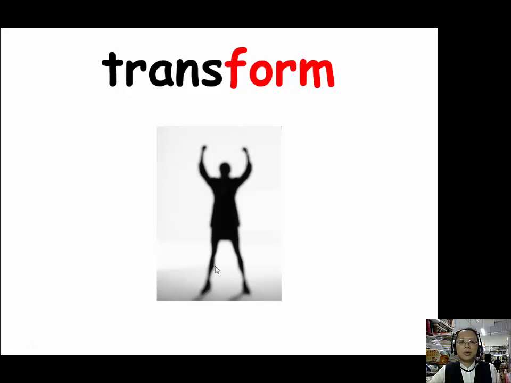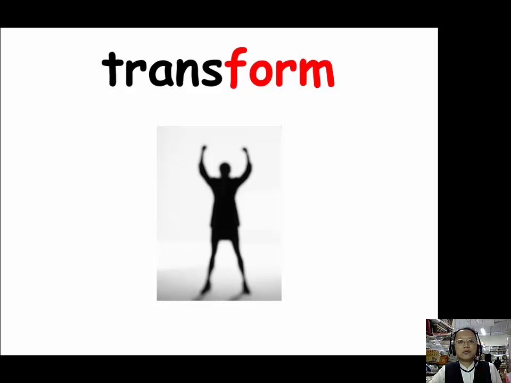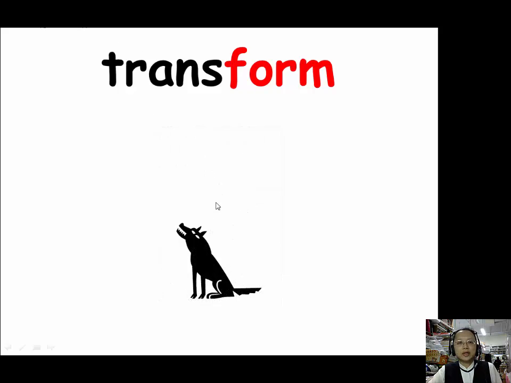The first example is transform. Last time we learned that trans could mean things that are on the opposite side of the reference object. But trans could also mean change. So transform actually means to change the appearance or form greatly, like a werewolf. On the full moon, the werewolf would change from a person to a wolf. We can say the person transforms itself into a wolf.